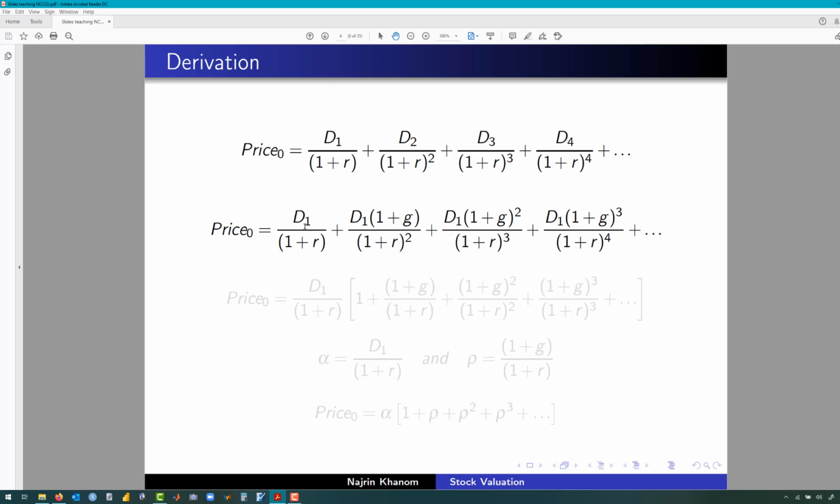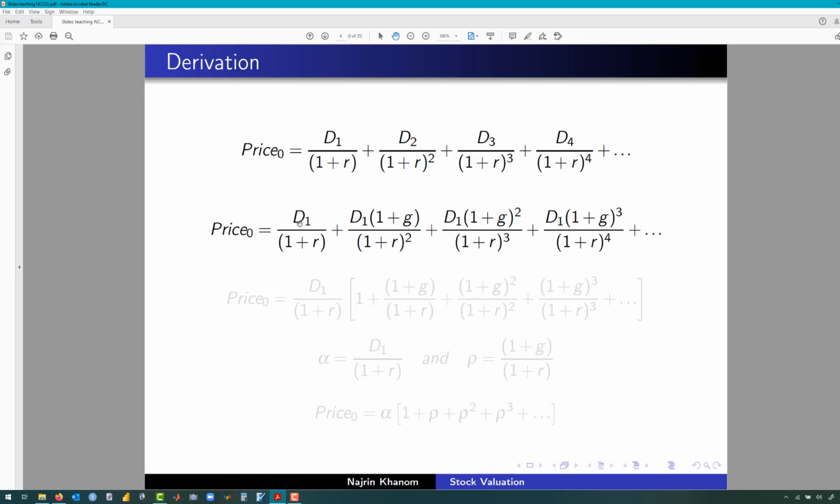So if you have a constant growth rate from now till infinity, then we can replace all these dividends, D2, D3, D4 with D1 times 1 plus G. Right, so this changes the equation so that the price of the stock today is now a function of D1, the growth rate, and the required rate of return. You can see that some of these terms are the same.